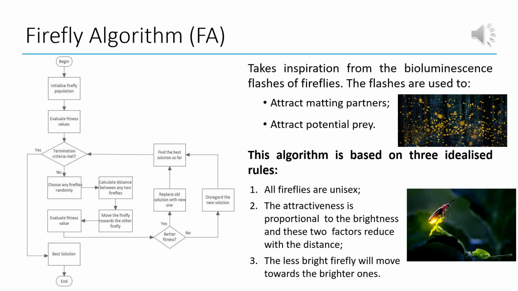And these 2 factors reduce with increasing distance. The less bright fireflies move towards the brighter ones. This flowchart represents the operation of this algorithm.